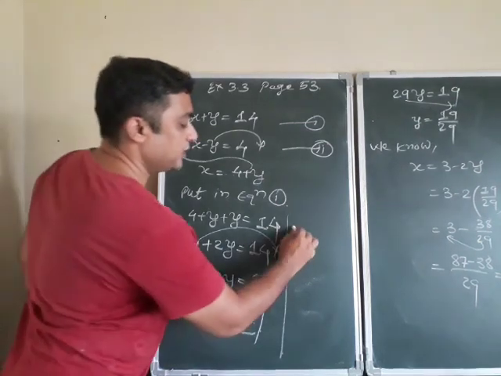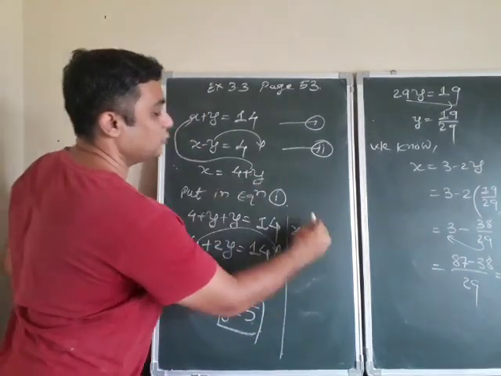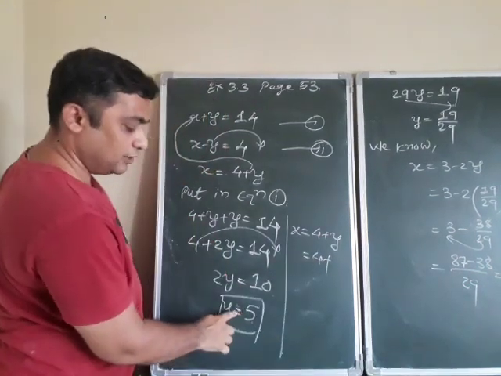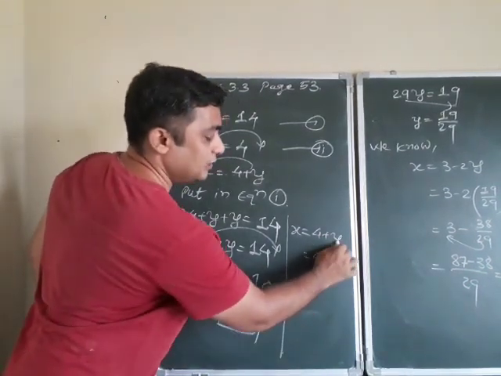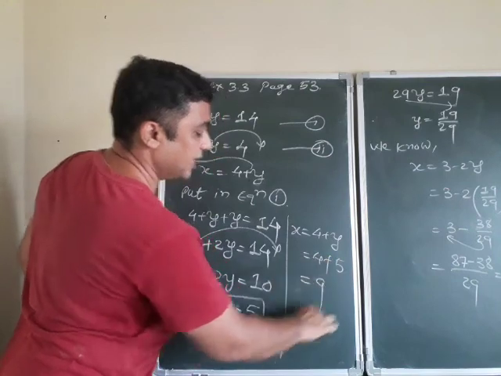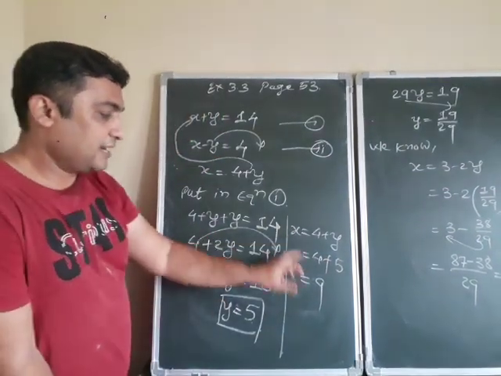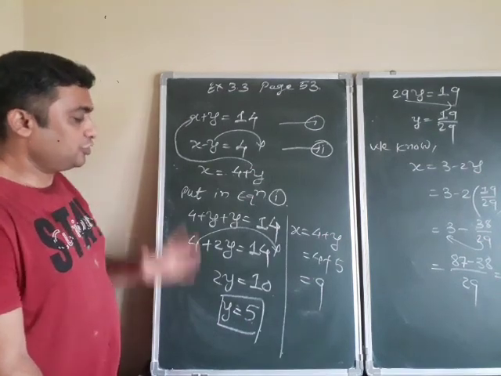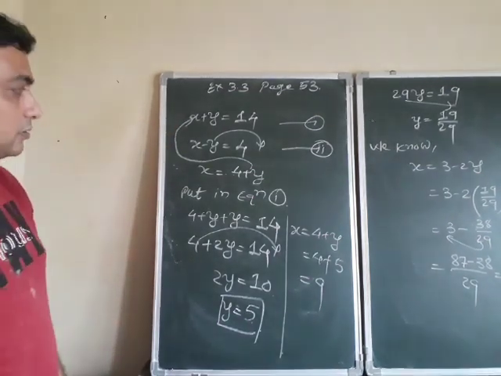Now to find out x, we know that x is equal to 4 plus y. So x is equal to 4 plus, what is the value of y? 5. So I write the value of y, 5, and 5 plus 4 is 9. So I have got the solutions, x is 9 and y is equal to 5. Okay, the solution is over. Please complete the examples.